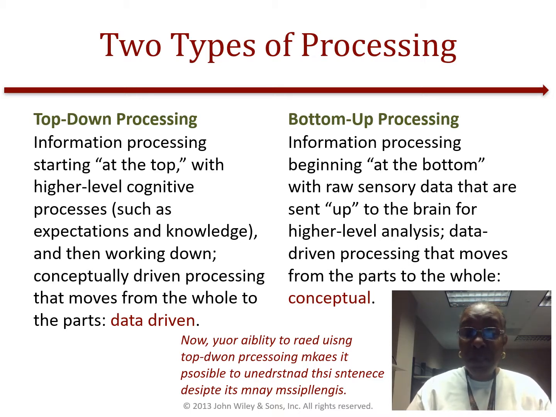Now, your ability to read using top-down processing makes it possible to understand this sentence despite its many misspellings. Even though there are so many misspellings, our minds allow us to organize it the way we first learned it, so that as long as those letters are in place somewhere, because of the way it's organized, our mind is going to automatically be able to see it in the correct state. All right? So let's keep going.